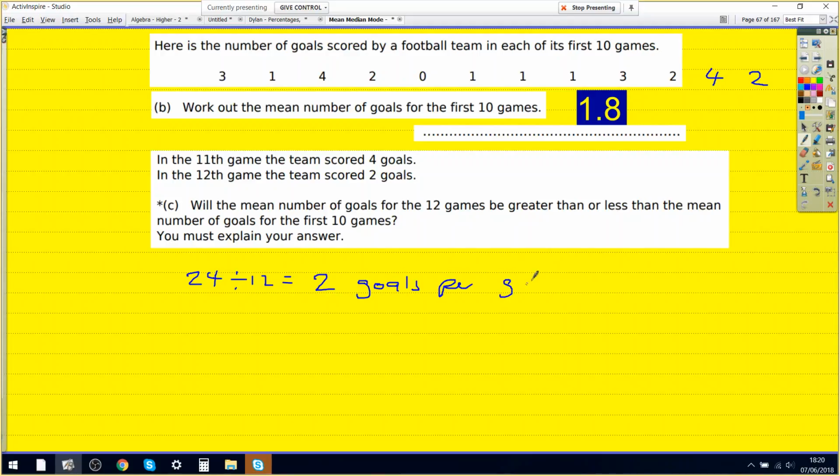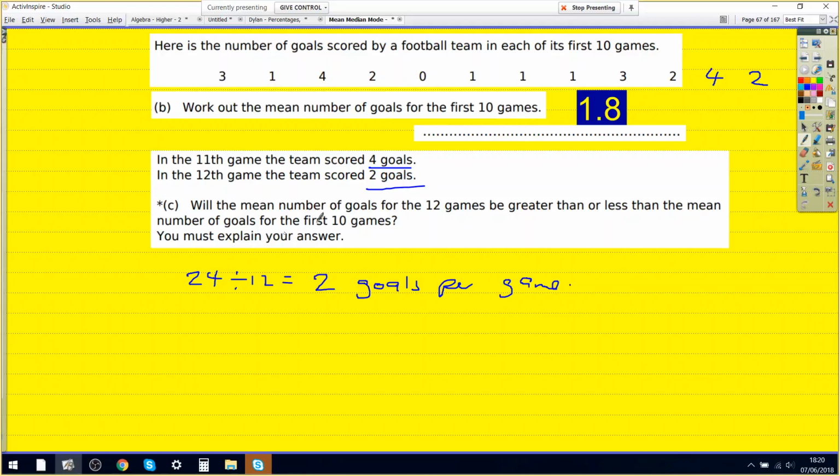It's because the average was 1.8. They then scored 4 goals, which is more than the average of 1.8. They then scored 2 goals, which is more than the average of 1.8. And so the average will go up. If they scored, let's say, 0 goals and then 0 goals again, then the average is going to go down.